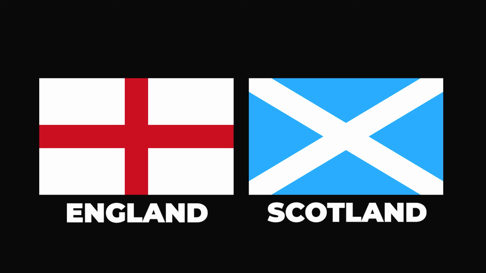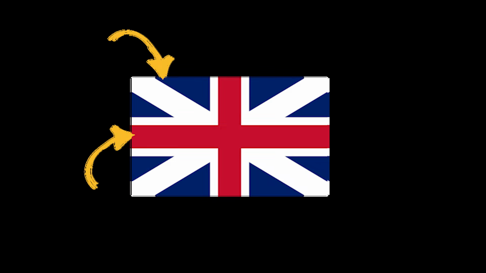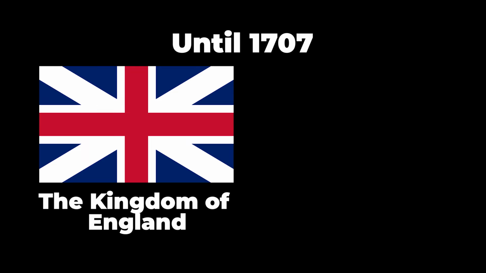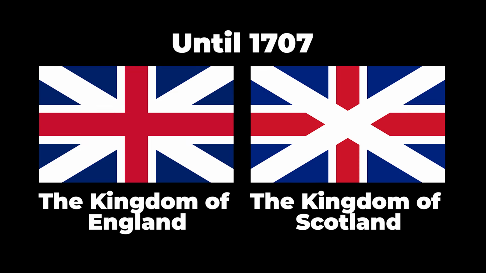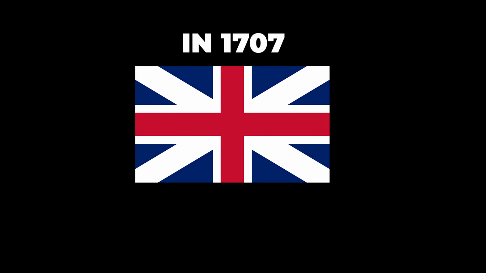Now let's look at the United Kingdom. The flags of England and Scotland form the basis of the famous Union Jack we know today. In 1606, when England and Scotland unified under James I, it combined the Red Cross of St. George for England and the White Diagonal Cross of St. Andrew for Scotland. Until 1707, the Kingdom of England continued to use this flag, and the Kingdom of Scotland continued to use this flag. In 1707, the flags were completely unified.